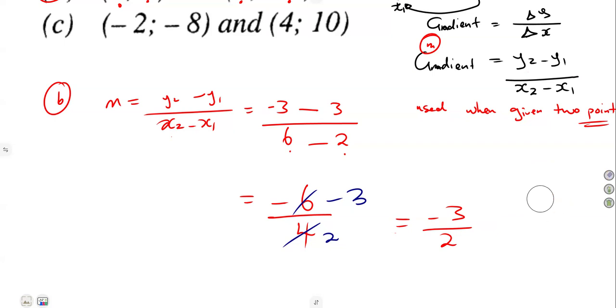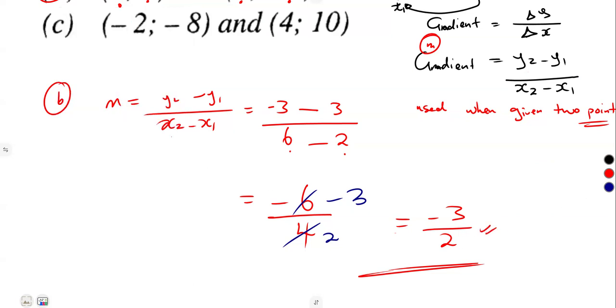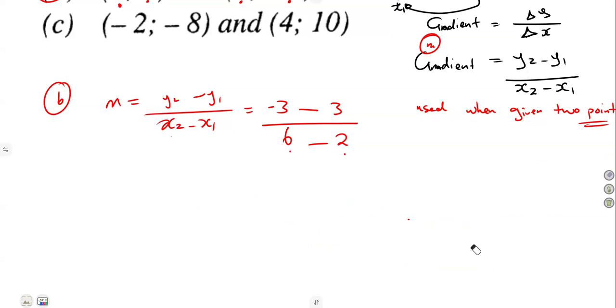So you can actually have your answer as negative 3 over 2 or negative 1.5. So as a gradient, you can even leave your answers as improper fractions. It's not a problem for the gradient. All right, let me just verify here. 6 minus 2, which is what? Yes, minus 3 over 2. So just like that, this is your gradient.